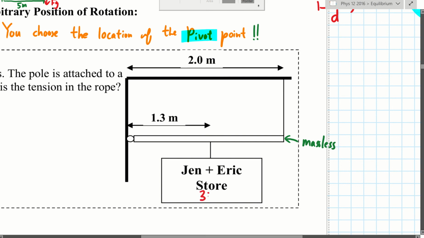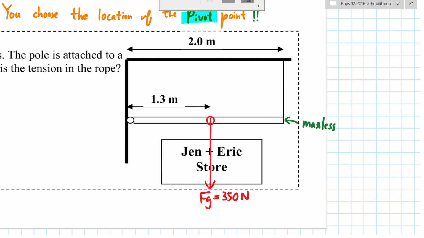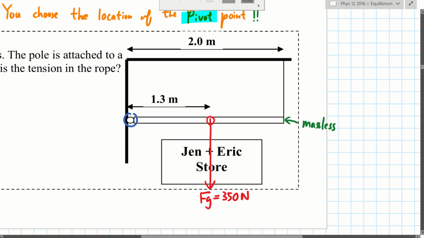So what is that 350 Newton commercial sign? That is this thing in here. That's the 350 Newton, the Jen and Eric store. That commercial sign is 350 Newton, so it's attached to here. That means I have a force of gravity of 350 Newton. Next force: the pole is attached to a wall by a hinge. So there's a hinge right here. That's called a hinge.